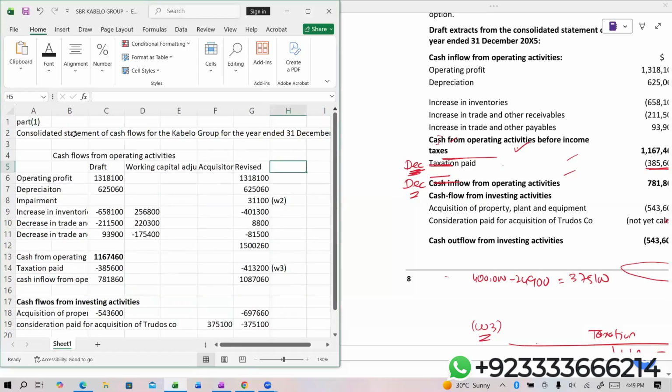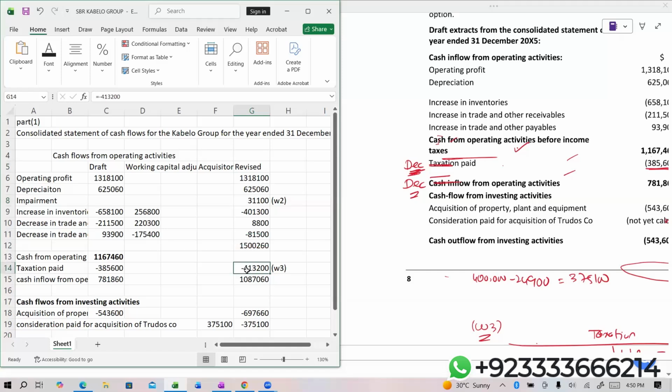Students, look at this consolidated statement of cash flow for Kabelo Group for the year ended. Cash flow from operating activities draft. The draft on everything is given to us in the question. Then working capital. This is the working capital adjustment which I've just discussed with you. Inventories, receivable, and then payable. These are the revised balances. Impairment I have added, I've shown that addition to the revised one. I've given the reference of working two. Your working could be working one, could be any other working, no issue at all.